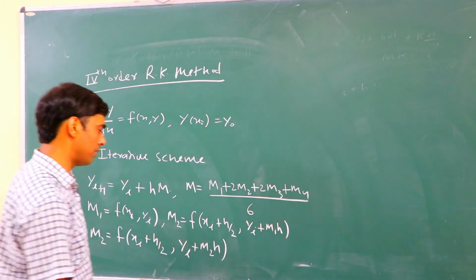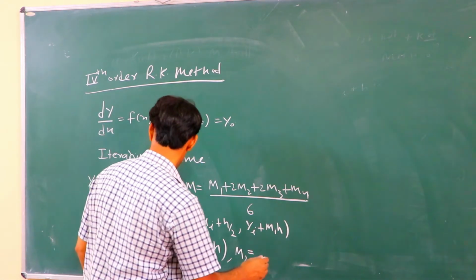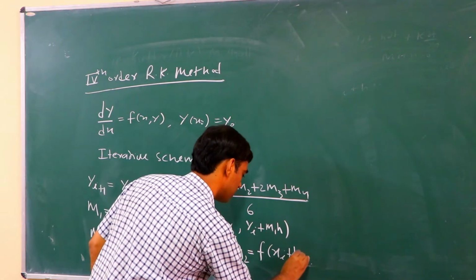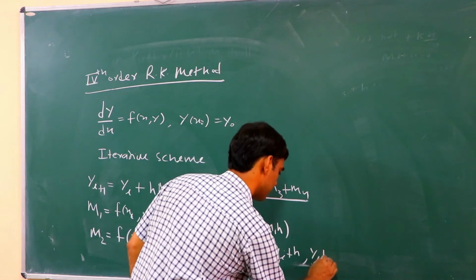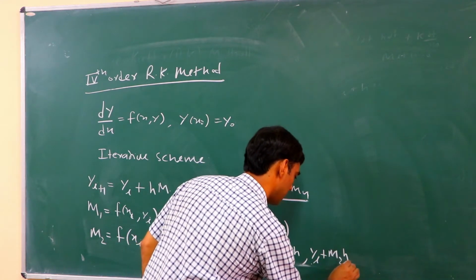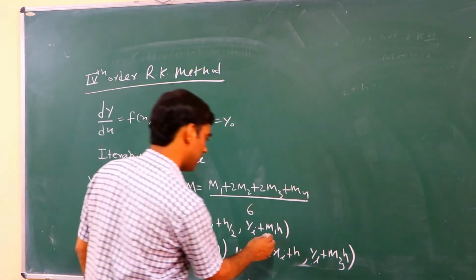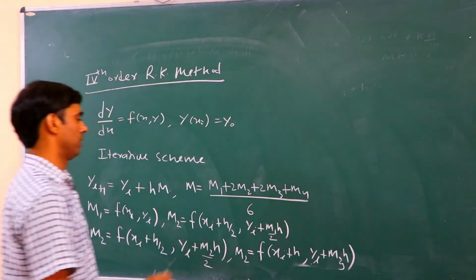And what is the value for M4? M4 equal f of xi plus h and yi plus m3h. So here it is m1h by 2, m1 by 2, and this one is m2 by 2.